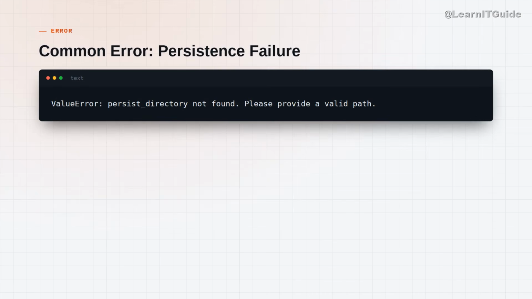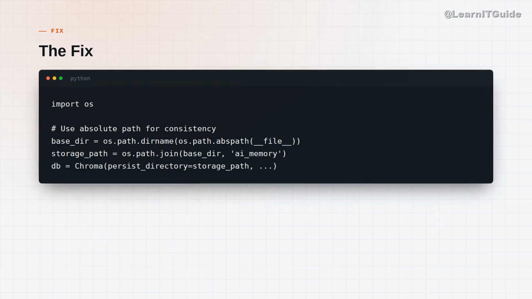One common mistake is failing to handle the persistence directory correctly. If you try to load a database from a path that does not exist, you will see this value error. This usually happens when the application is restarted in a different working directory. The fix is to ensure your path is absolute or consistently referenced. To fix this, you should always use absolute paths.